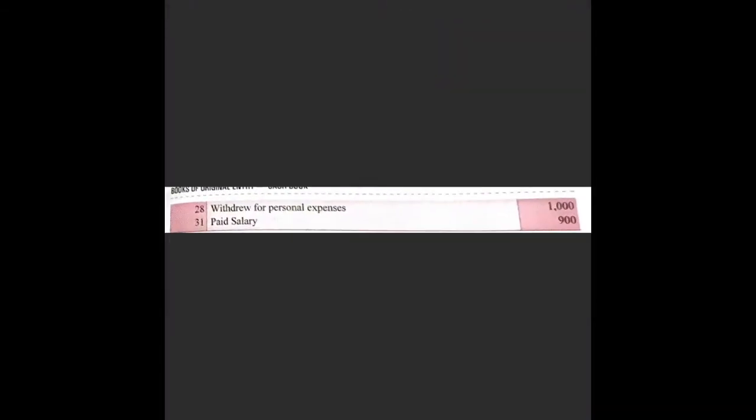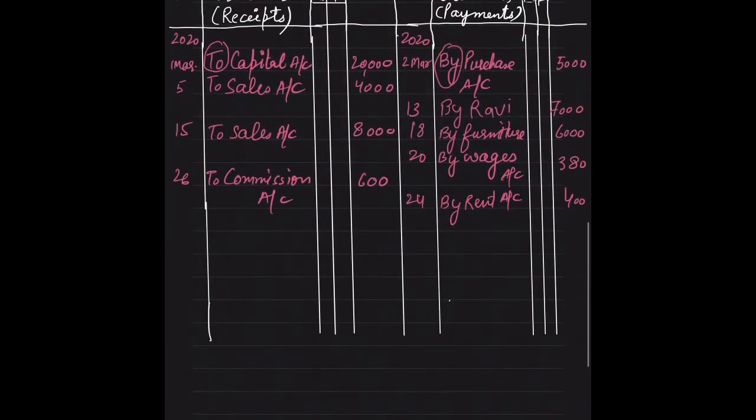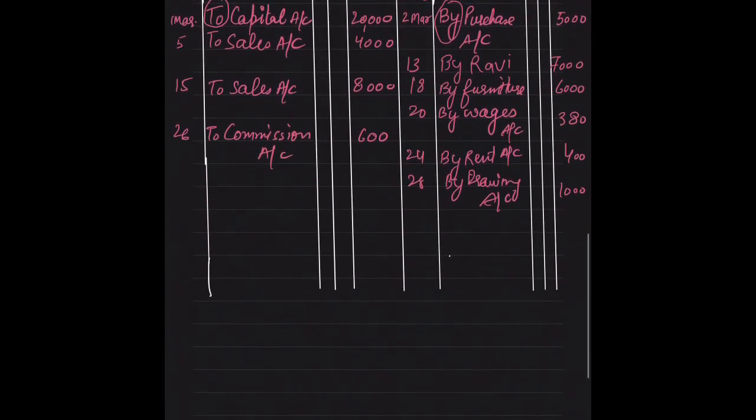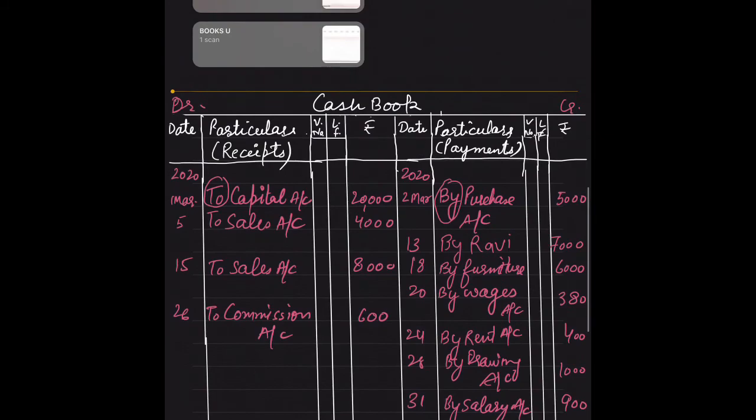Okay, next transaction is date 28. Withdrew for personal expense 1,000. It is drawing. If a businessman withdraws cash, cash is going out from the business. Shown on the payment side, 28, by drawing account 1,000. Next is paid salary 900. Expense. 31st date, by salary account. Amount is 900.